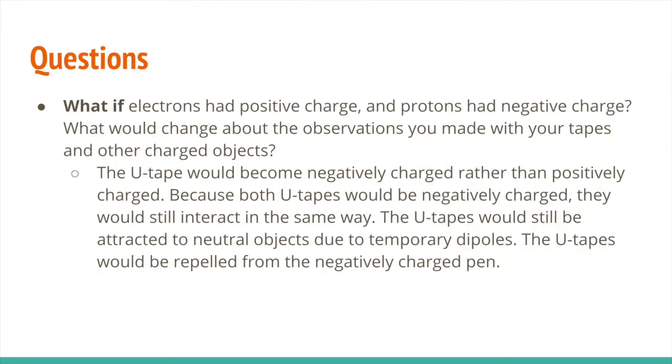We were asked two questions regarding charges. The first one was, what if electrons had a positive charge and protons had a negative charge? In this case, the U-tape would become negatively charged rather than positively charged. Because both U-tapes would be negatively charged, they would still interact in the same way with each other. They would be repelled. The U-tapes would still be attracted to neutral objects due to temporary dipoles, and the U-tapes would still be repelled from the negatively charged pen.